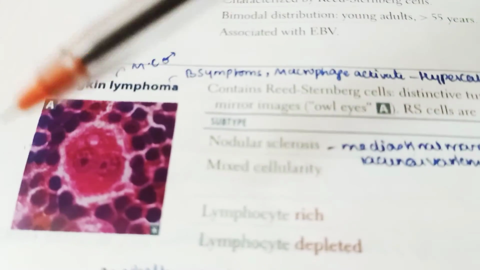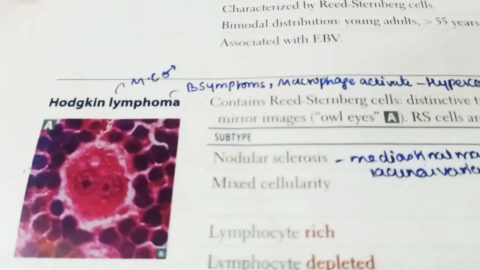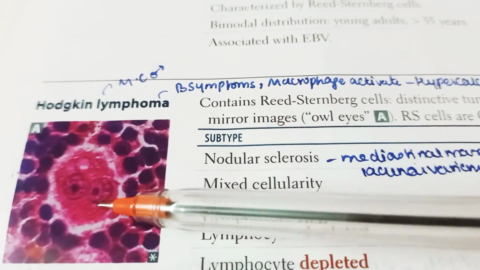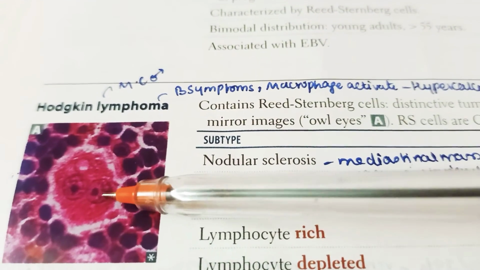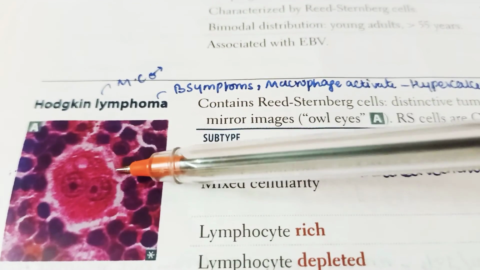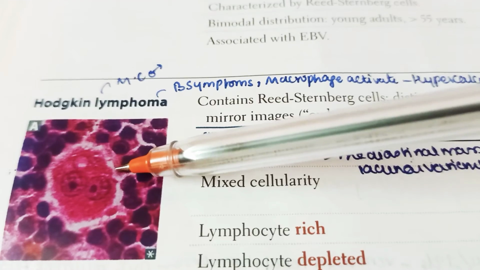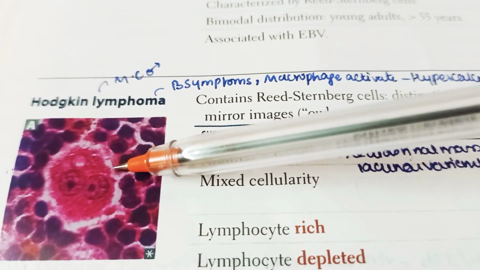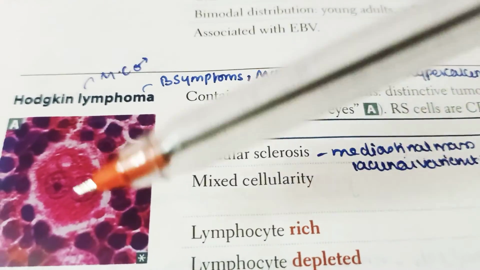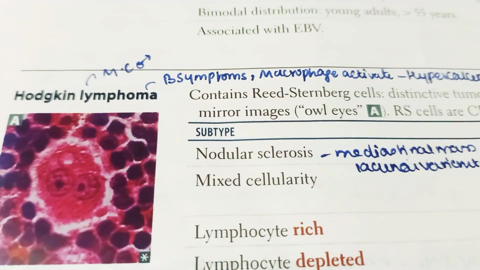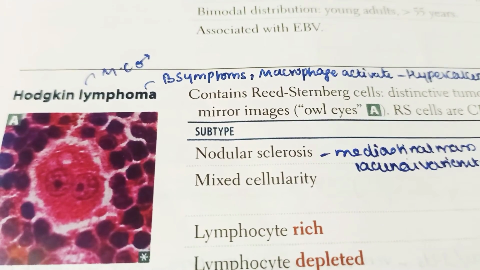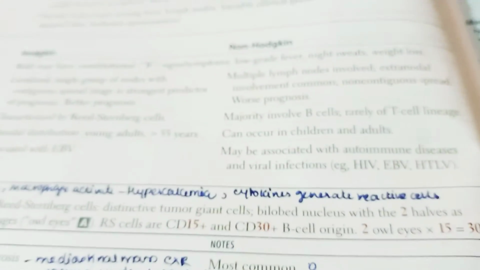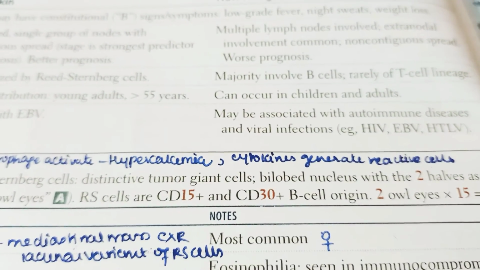So these are Reed-Sternberg cells. You can see they are called owl eyes. You can see how they are looking. They're like owl eyes, and they have a bimodal distribution. It may occur in young adults and also in those greater than 55 years. It is associated with Epstein-Barr virus. That is important. Coming to non-Hodgkin lymphoma, here multiple lymph nodes are involved.